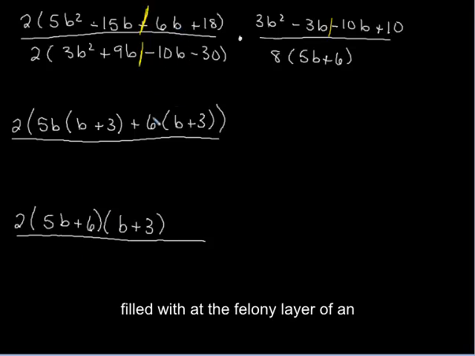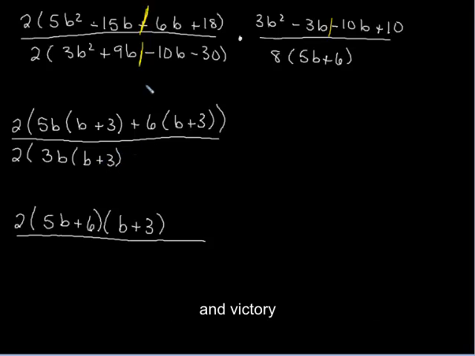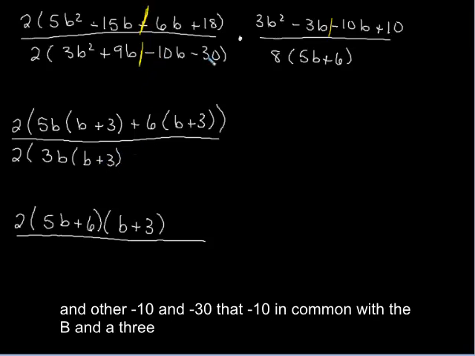So could you follow the numerator? Okay, now I'm going to go with the denominator. The 2 is still hanging out. 3b and 9b, there's a 3 and a b in common. So I have a b left and a 3. And I have a negative 10 and a negative 30.